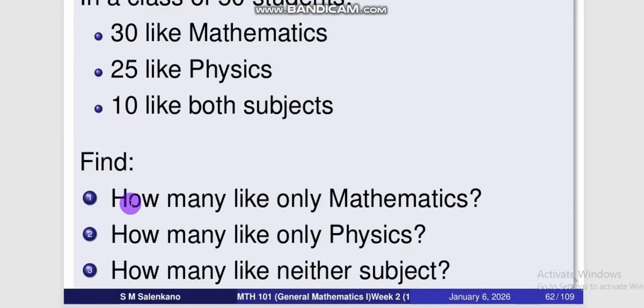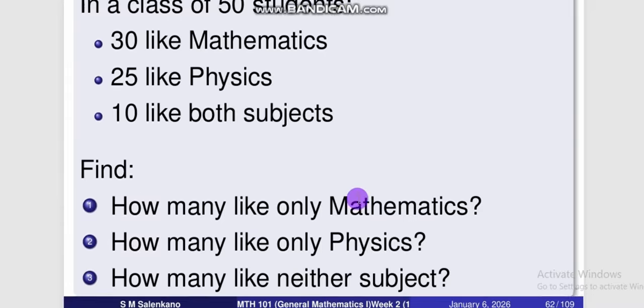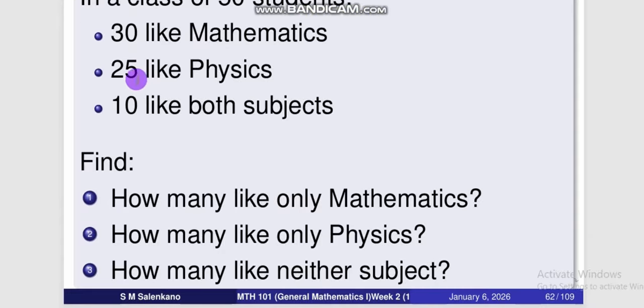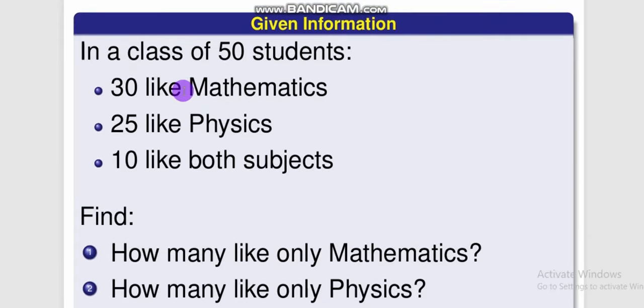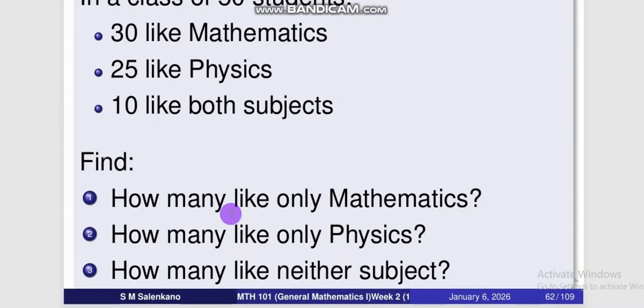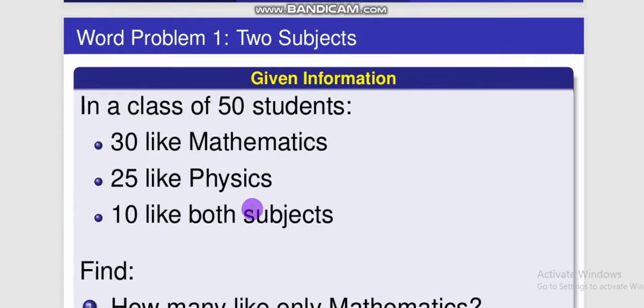Now we are going to find how many like only mathematics. The reason is that among these 30 who like mathematics, some of them like physics. Also, among the 25 who like physics, some of them like mathematics. So we are going to find those among these 30 who like only mathematics, those among these 25 who like only physics, and those who like neither subject. They don't like mathematics, they don't like physics.